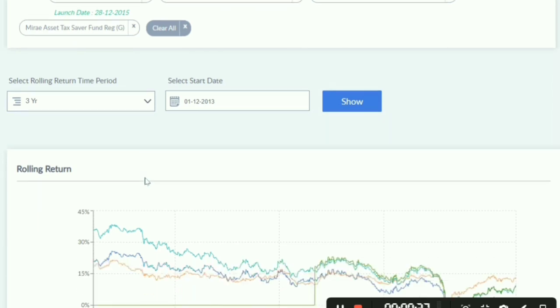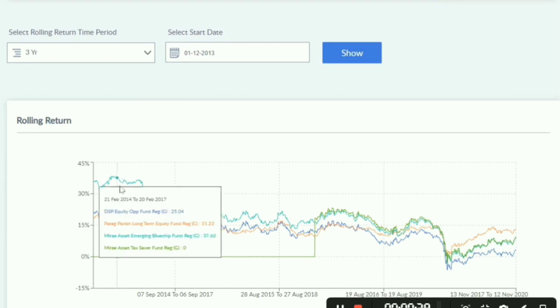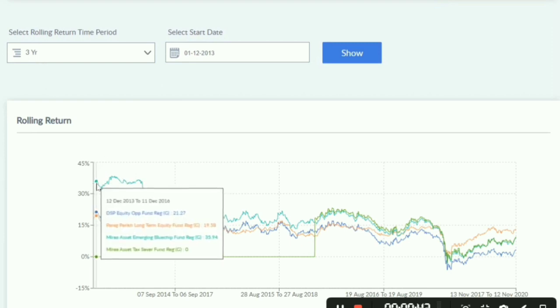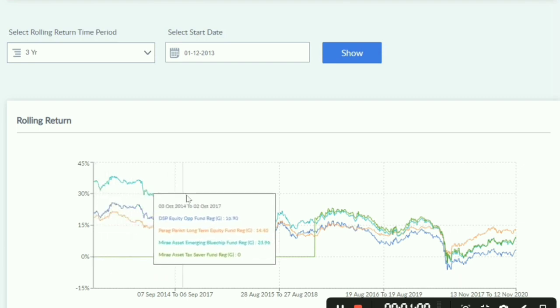So it means that the first point in the graph will be for 3 years. The returns of 3 years will be plotted for each of these schemes. As you can see, 7 December 2013 to 6 December 2016. The next point will be 8 December 2013 to 7 December 2016. So all these points are plotted.